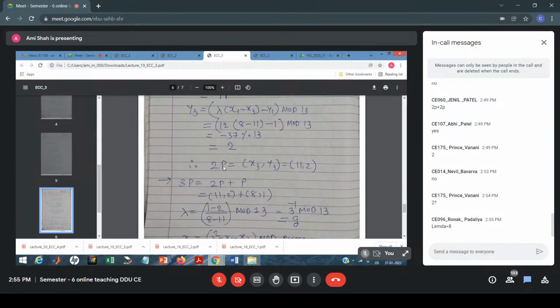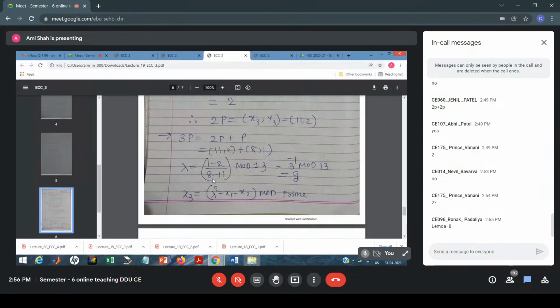So first I apply case number 2 and calculate 2p. Once I get the 2p value, I do 2p plus p. Now here p is not equal to q, that means case number 1 is applied. When case number 1 is applied, all of you know that lambda is calculated by using y2 minus y1 divided by x2 minus x1.